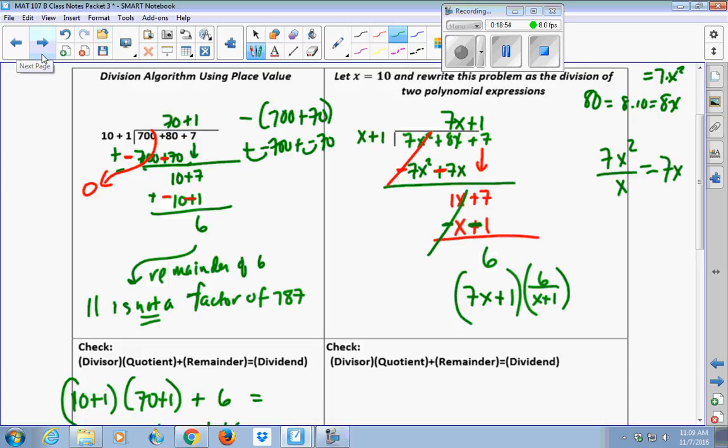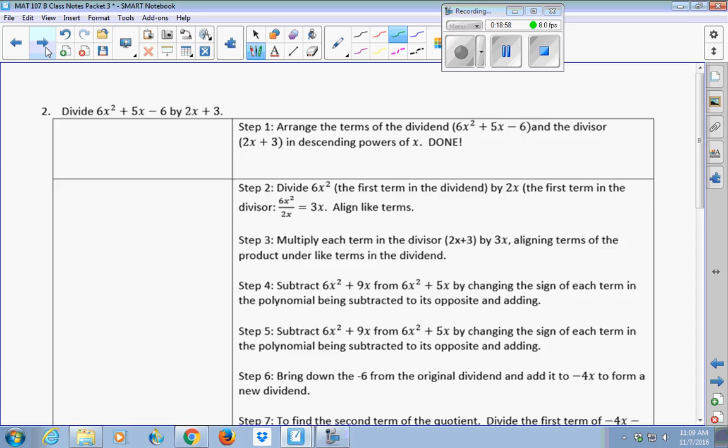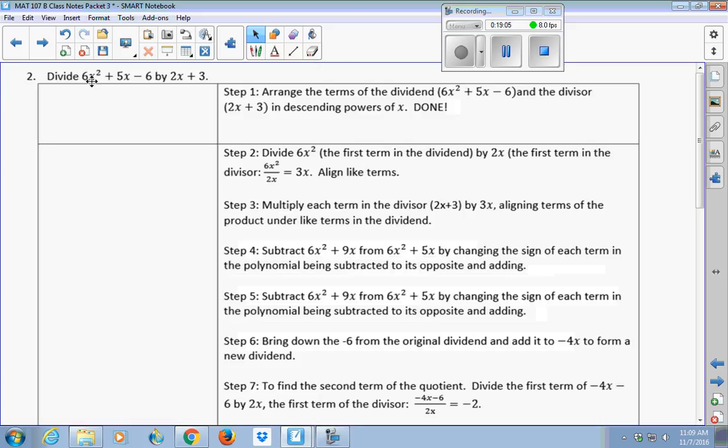Okay, so let's take a look at the next problem we have in the class demo. So here's a bigger polynomial to divide. Well, not really. It's still a second degree, 6x squared divided by 2x plus 3. Guess what? You can already factor this by using your traditional methods. But we'll just go through it with the long division algorithm. The first thing you always want to make sure of, always, is that your dividend is in descending order.